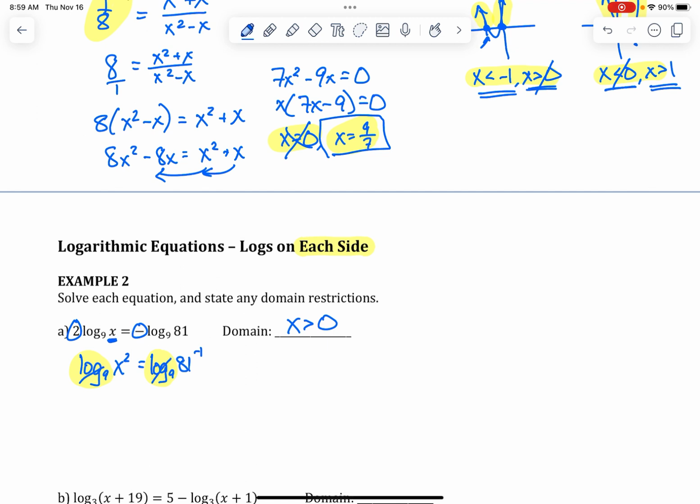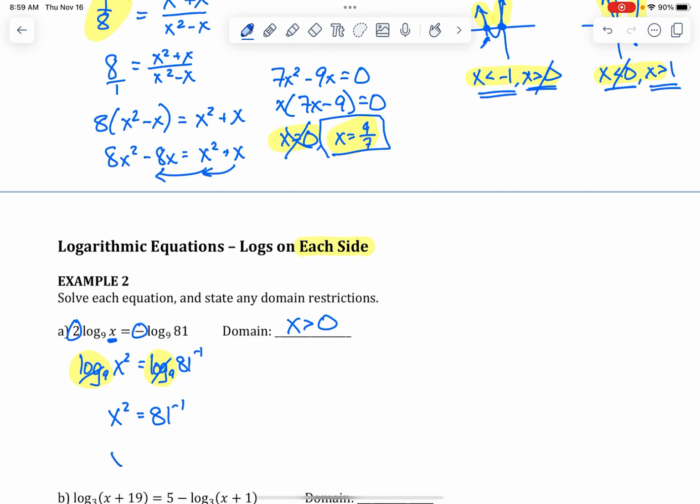So when you have the same log base on either side and there's no other terms, you can just get rid of them and you're left with x squared equals 81 to the negative 1. That makes things a lot easier. So just because you see two logs, don't think, oh my gosh, this is going to be a harder problem. It may actually be easier.